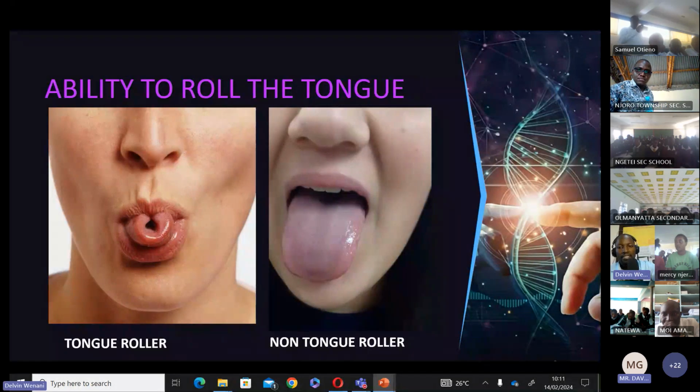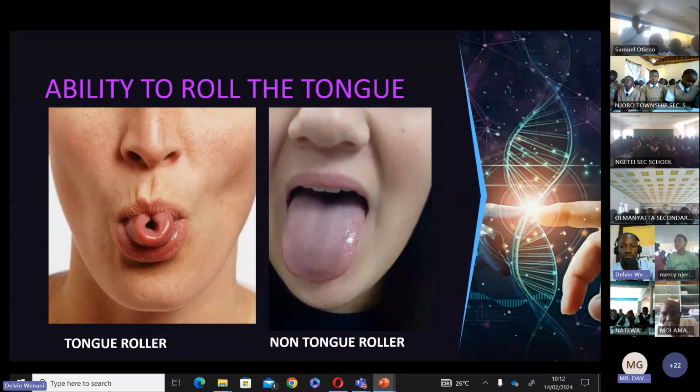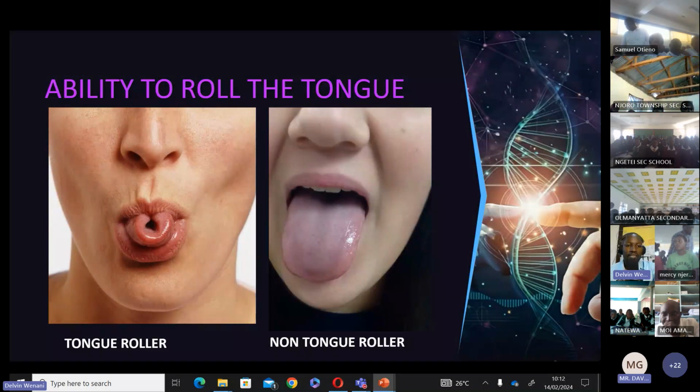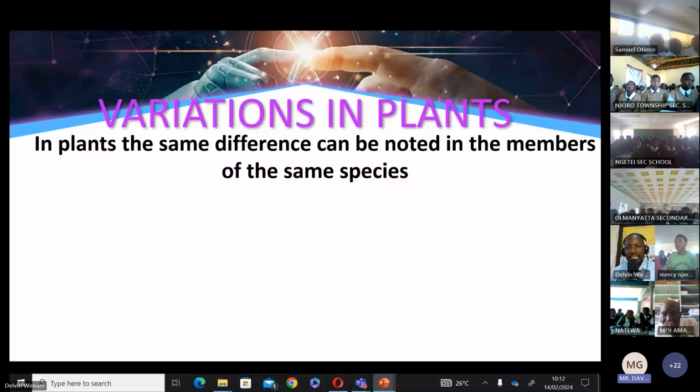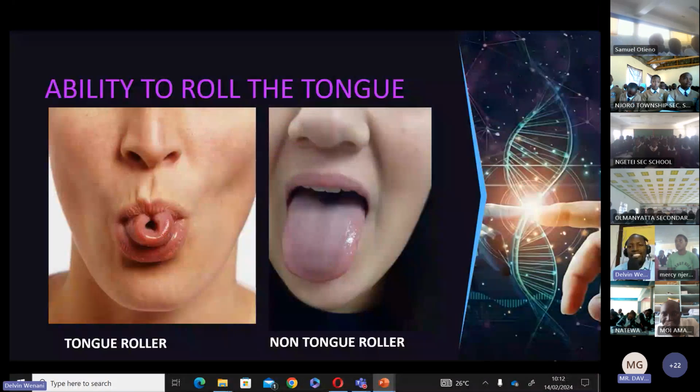I've said the first one is a tongue roller, and the second one is a non-roller. That is a difference that occurs in the majority of our communities and families. Now, in plants also we have variations. In plants the same differences can be noted in members of the same species. And how do you know variations in plants?